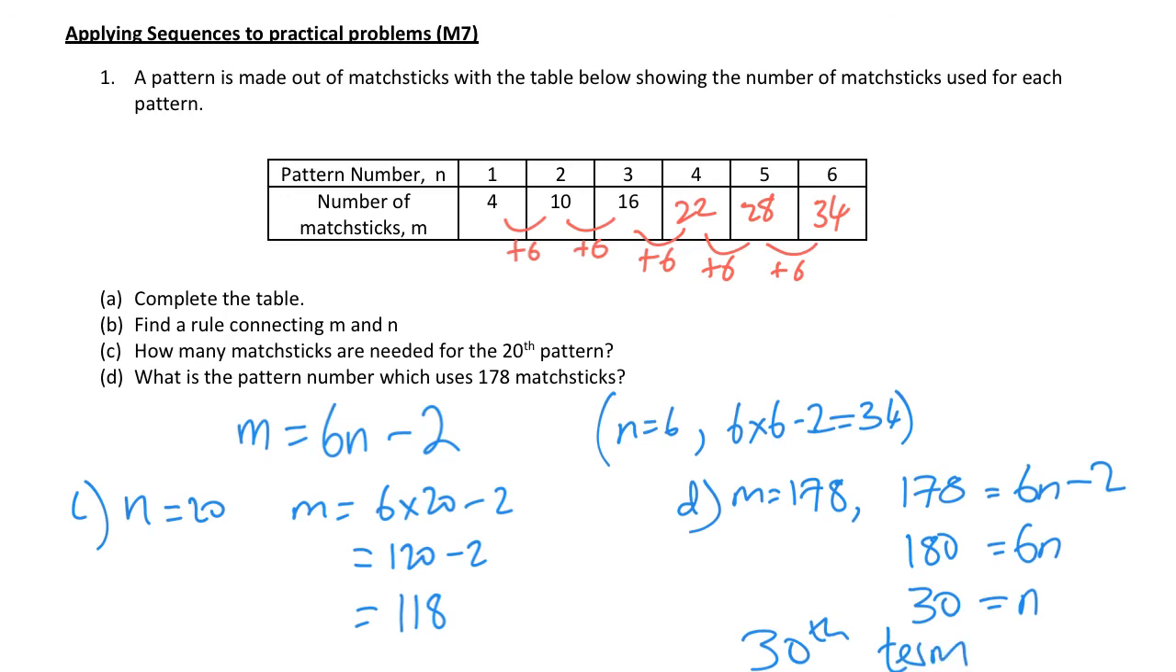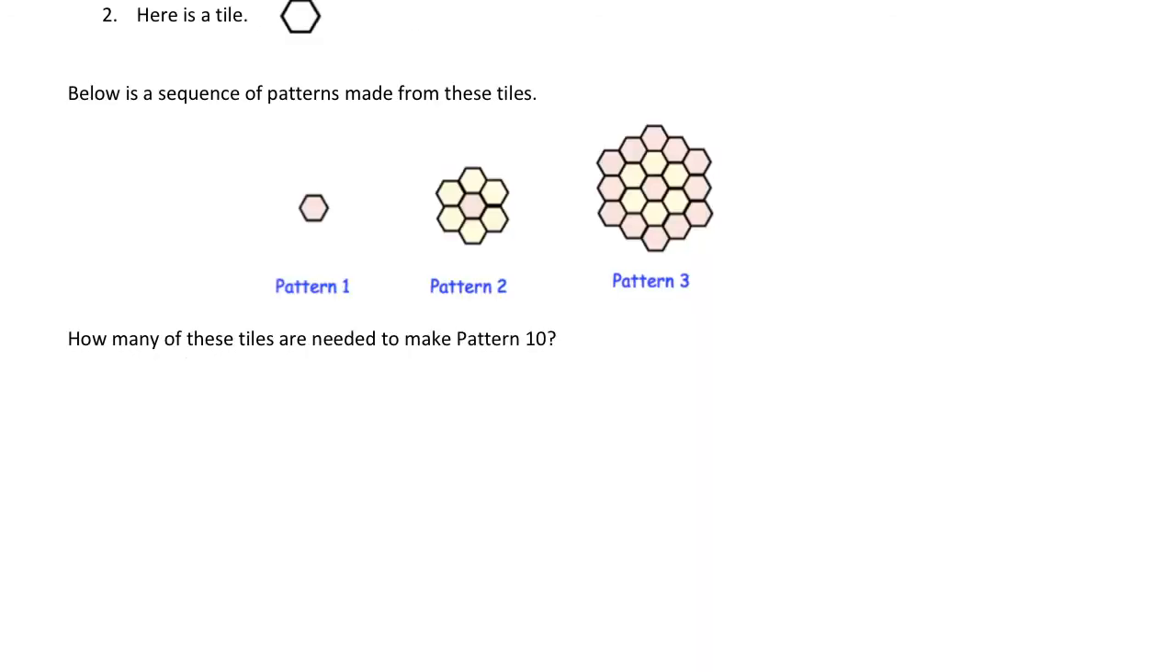Here's a tile, so it's a hexagon shape. Below is a sequence of patterns made from these tiles. Pattern number 1 is made up of 1 hexagon. Pattern 2 is made up of 7. Pattern 3, so we've got 7 before, and then 8, 9, 10, 11, 12, 13, 14, 15, 16, 17, 18, 19. So to try and make a link, it's good to draw a table like we did before.